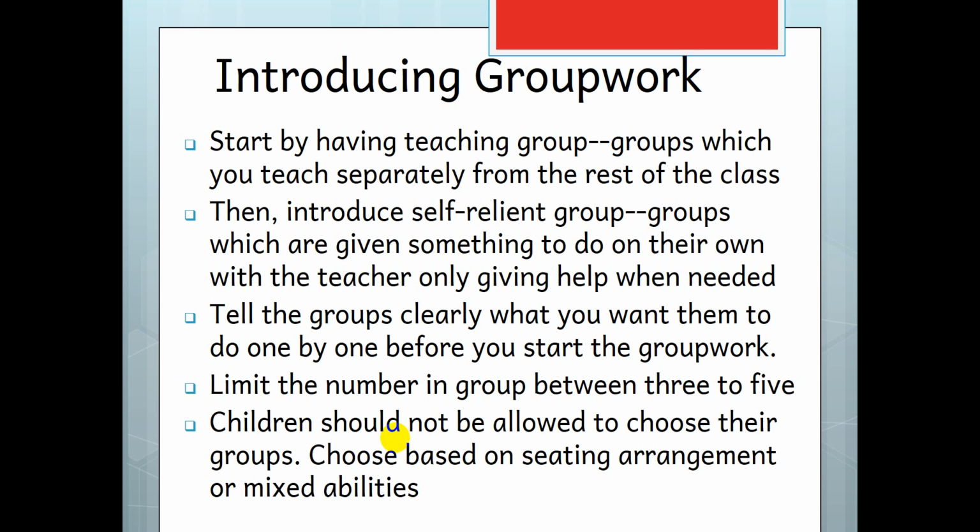Teacher chooses. But again, when we choose, it should be based on our understanding of the children's situation and the children's characteristics. Do not just choose any. You have to see things from their point of view. Again, you can choose based on the seating arrangement or based on the mixed abilities.